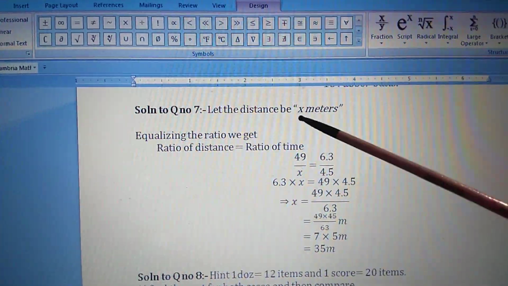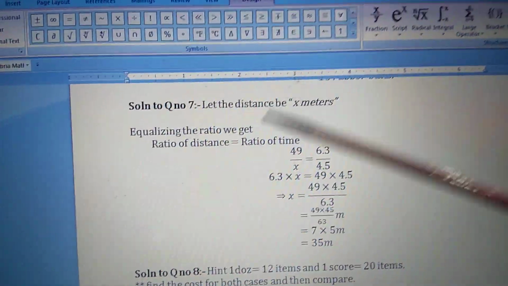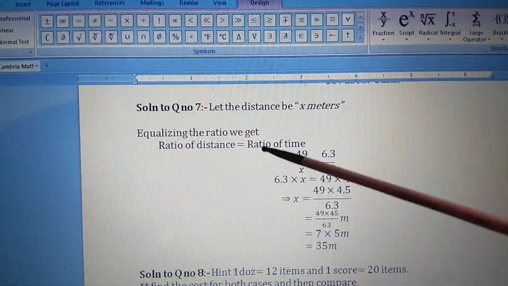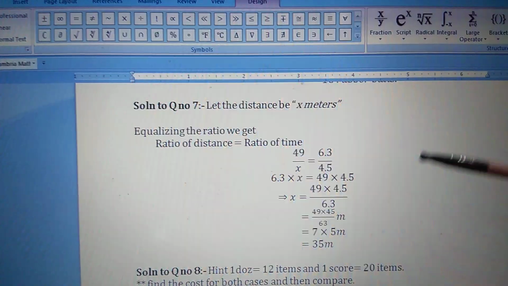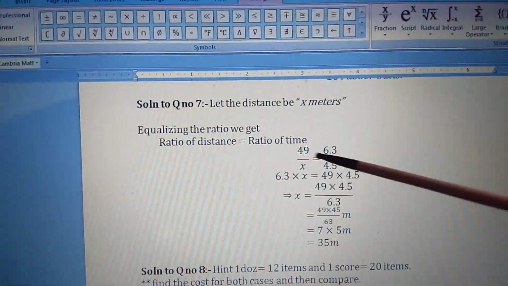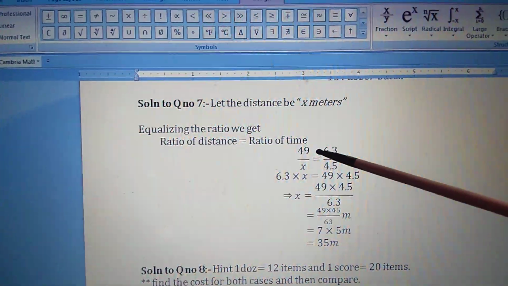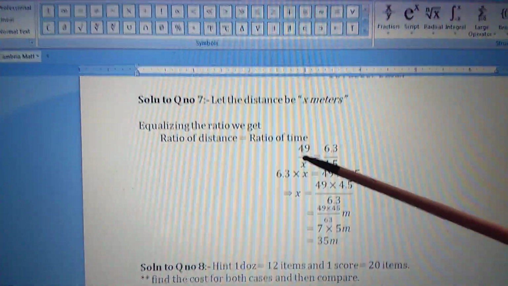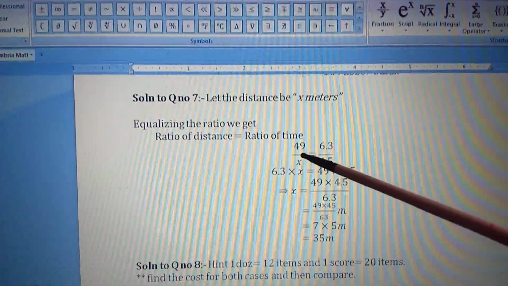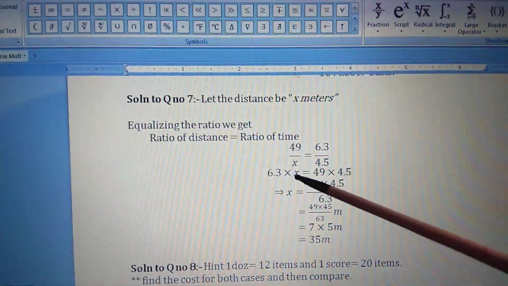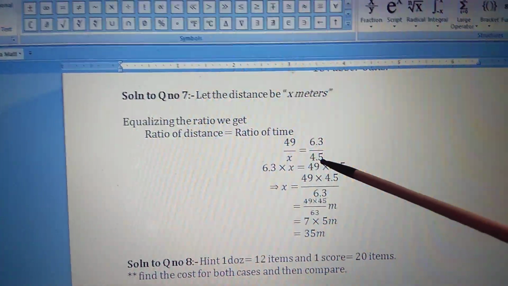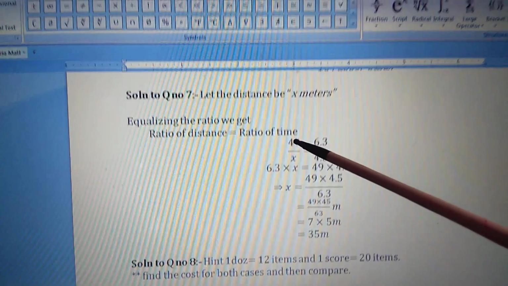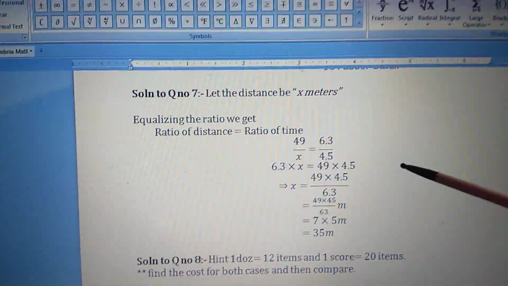So let the distance he can run be x meters. Equalizing the ratio, we get ratio of distance equals ratio of time. What are the distances? One is 49 and one is x. So 49 by x. 49 meters is covered in 6.3, so with 49 I have written 6.3, and with x I have written 4.5. Now cross multiplication: 6.3 into x and 49 into 4.5.